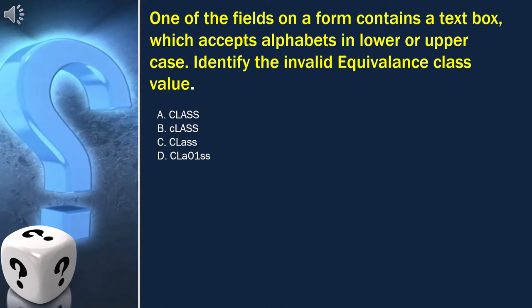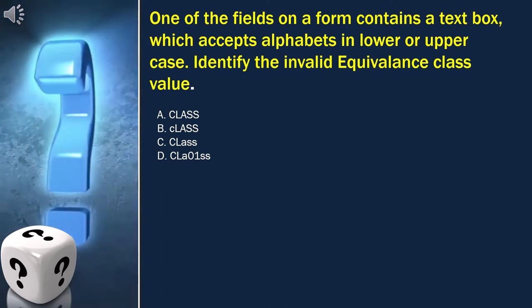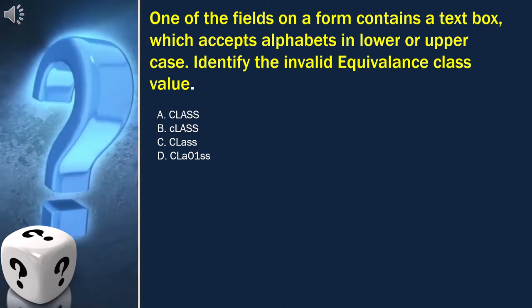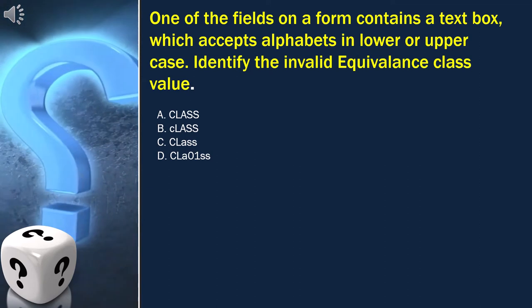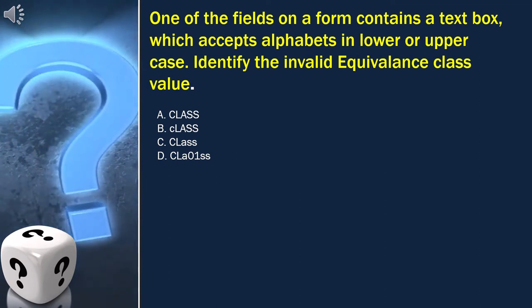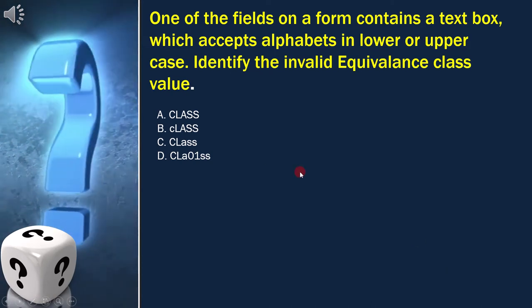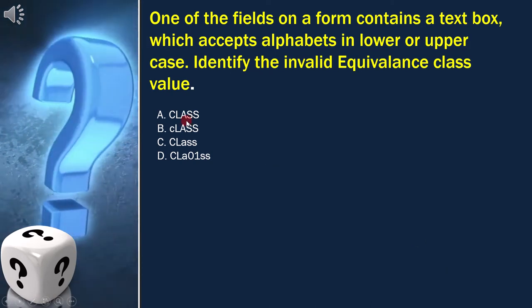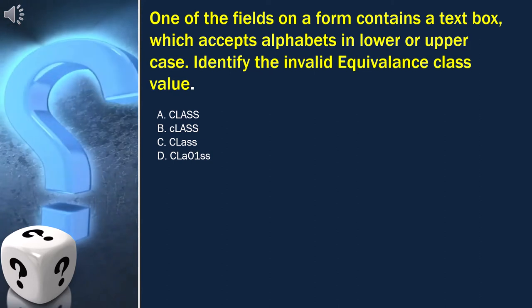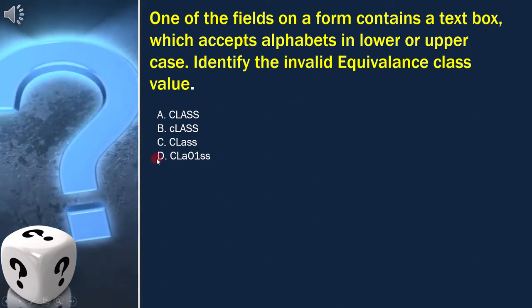Here, the question is, one of the fields on a form contains a text box, which accepts alphabets in lower or uppercase. Identify the invalid equivalence class value. And these are your options.